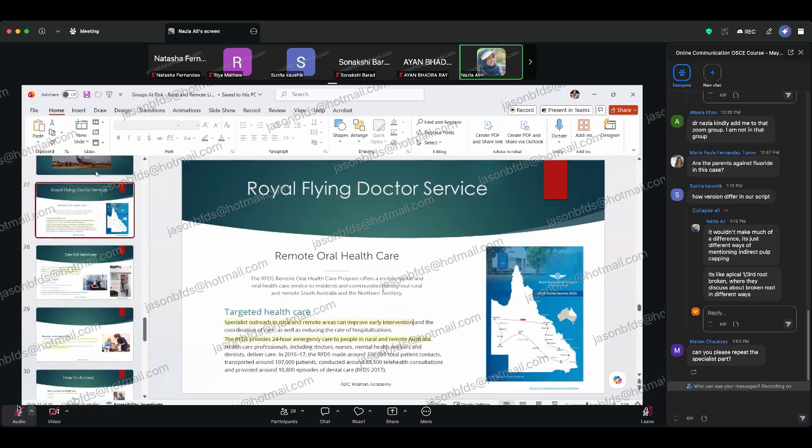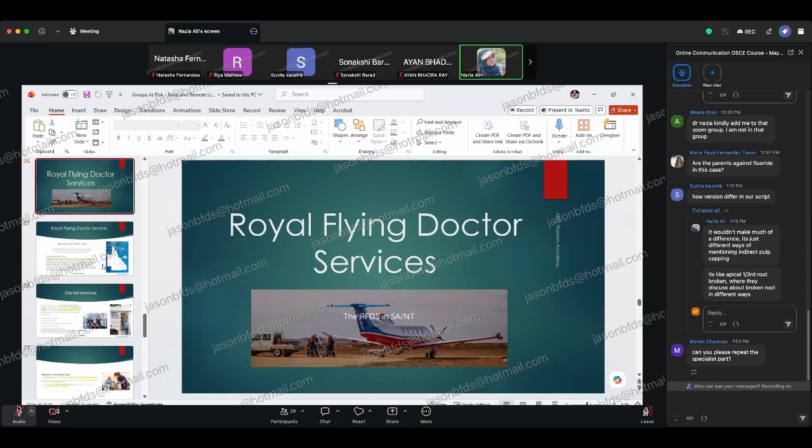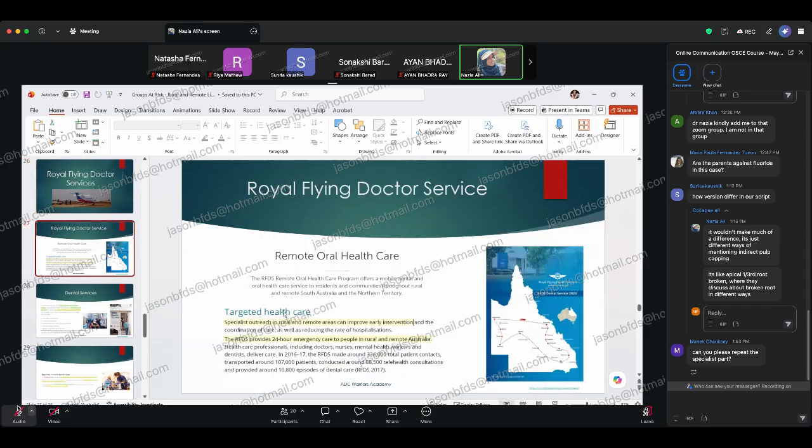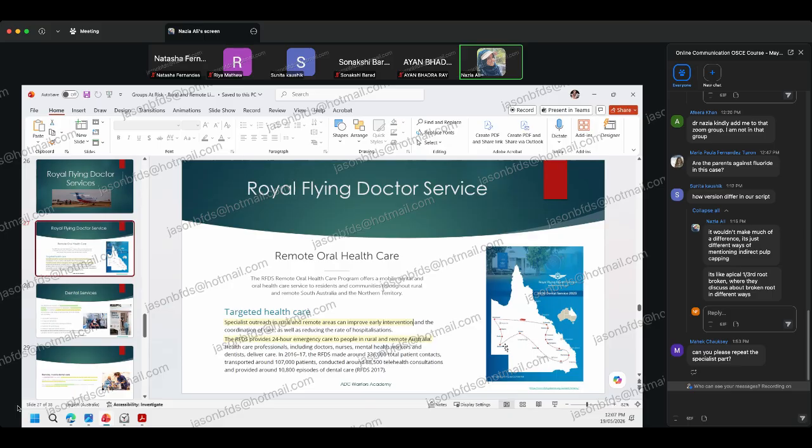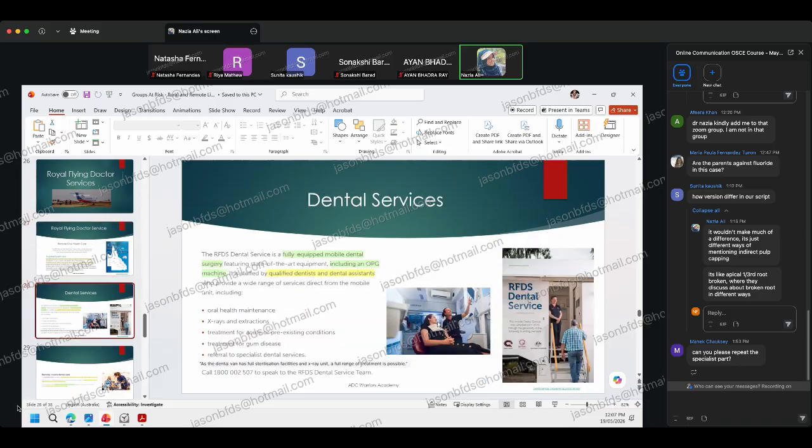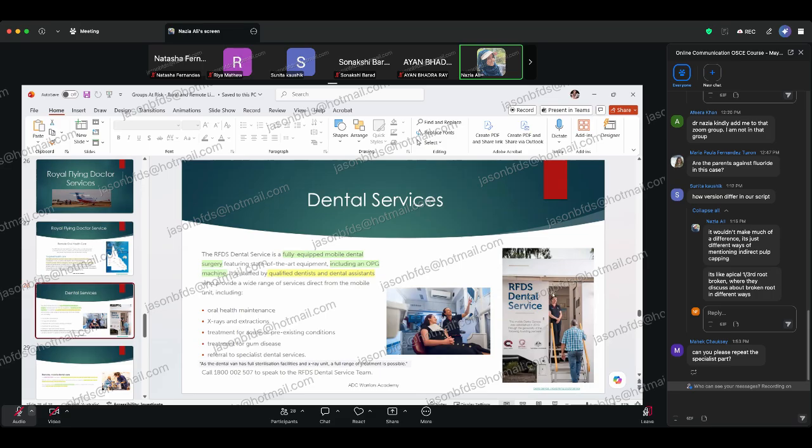Yeah. So these Royal Doctor Services, these are the ones. They have these dental areas as well. This is the route they go to, and then they have a timeline. These are full equipment that they take.